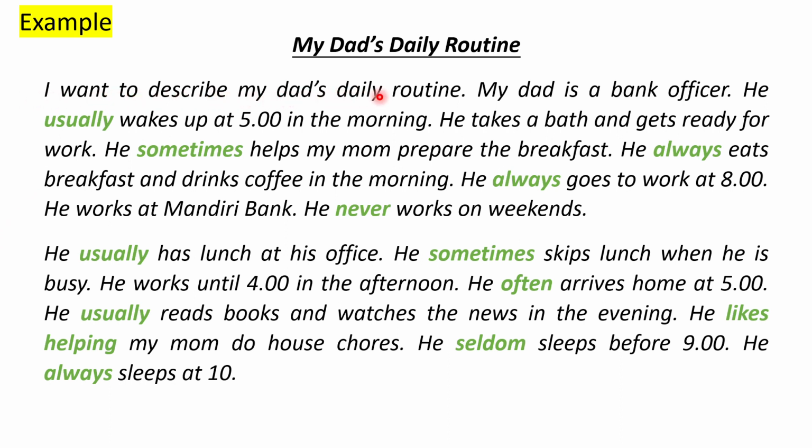I want to describe my dad's daily routine. So in the first sentence, you have to write the person that you want to describe, his or her daily routine. Here, my dad's daily routine, because this person wants to describe his or her dad's daily routine. And let's see the second sentence. My dad is a bank officer.